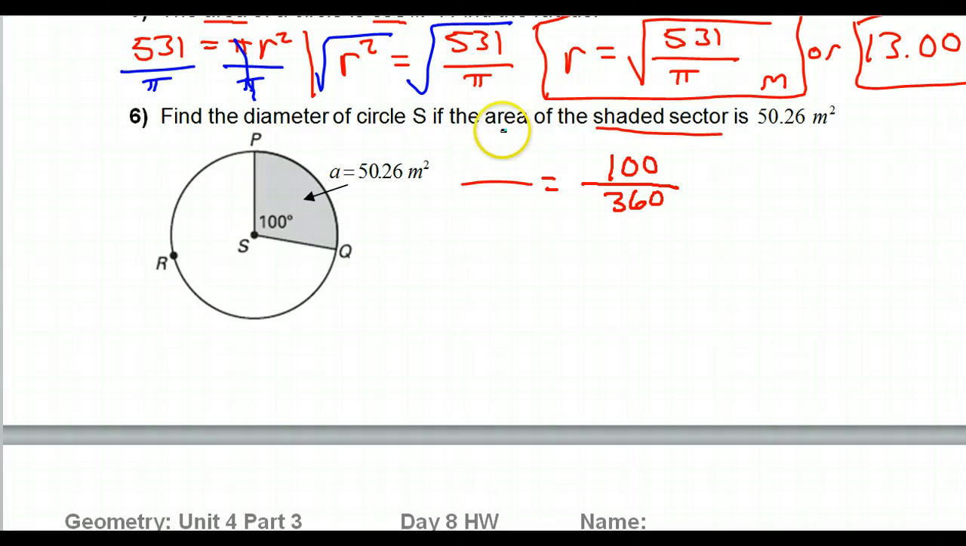Now, what about this over here? This should be area, partial area, total area. Well, look at this right here. 50.26, that is the partial area. It is the area of the shaded sector. It even says so right here. So that's why this is going to go up here, because it is the partial area, and we're doing part over whole. The whole area, find the diameter.